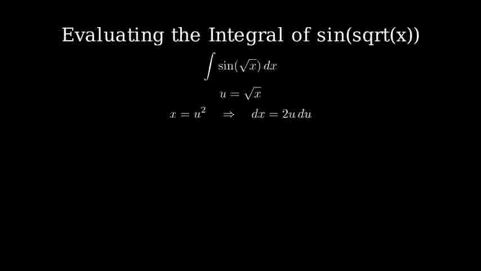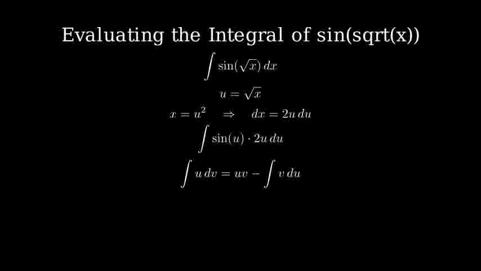If u equals the square root of x, then squaring both sides we have x equals u squared. Differentiating both sides, we obtain dx equals 2u du. Substituting u for square root of x and 2u du for dx, our integral becomes the integral of sine of u times 2u du. Now it's time to apply integration by parts.